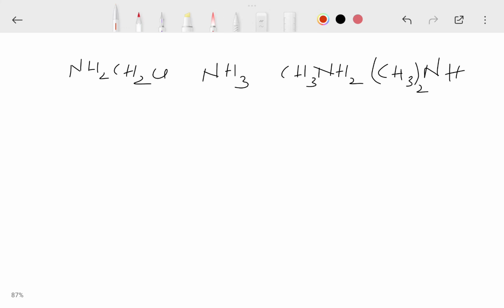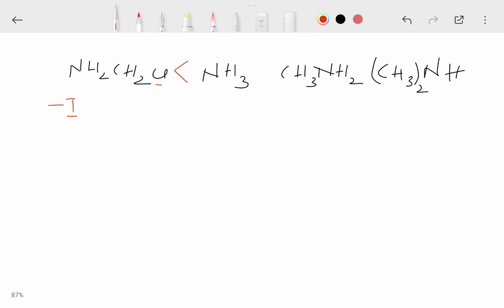For example, in the first one, chlorine is present. Chlorine is a minus I group. Minus I groups decrease the electron density on the CH2 carbon, which in turn decreases the electron density on nitrogen. Minus I groups decrease the basicity of the compound. That's why this compound has less basicity, it is a less basic compound.